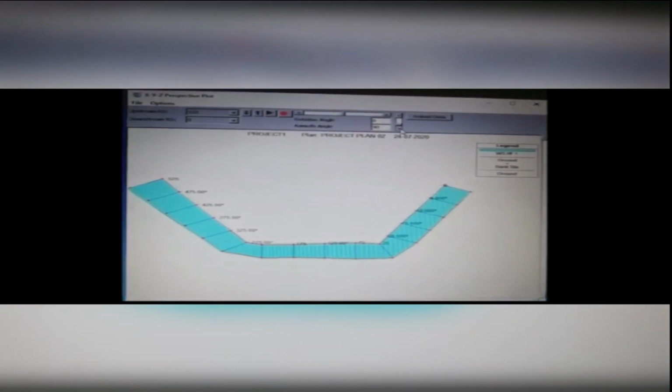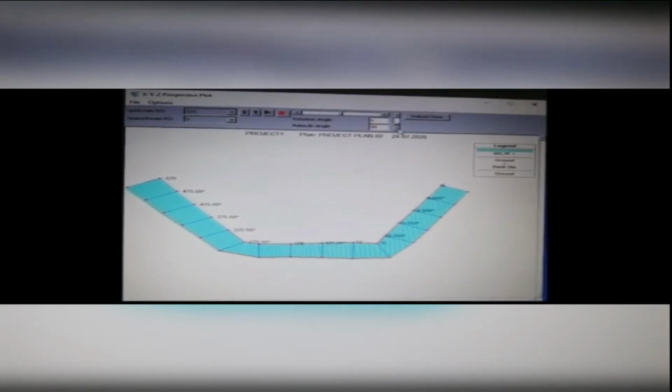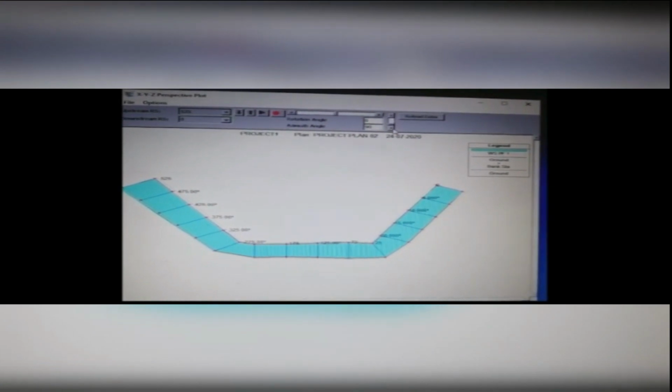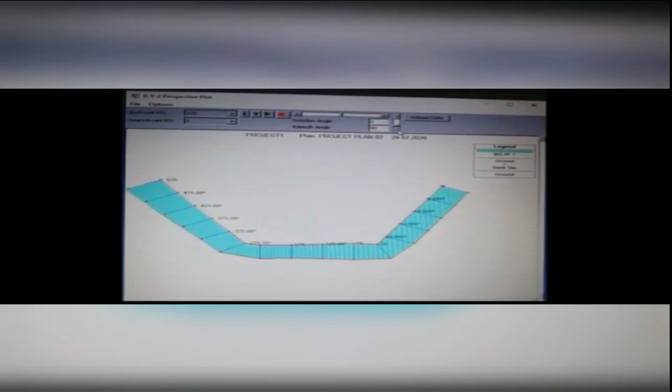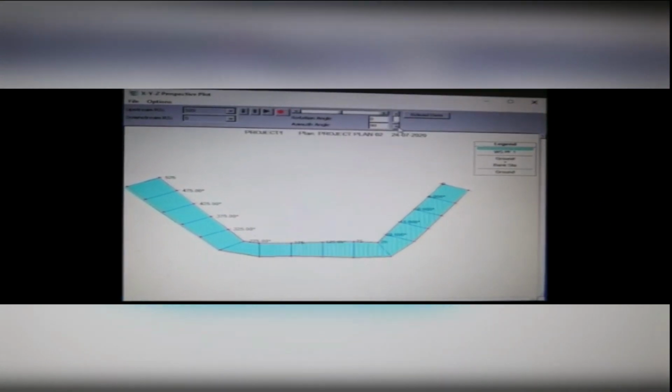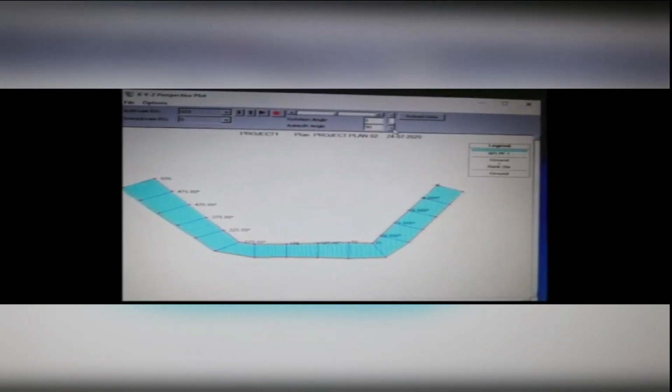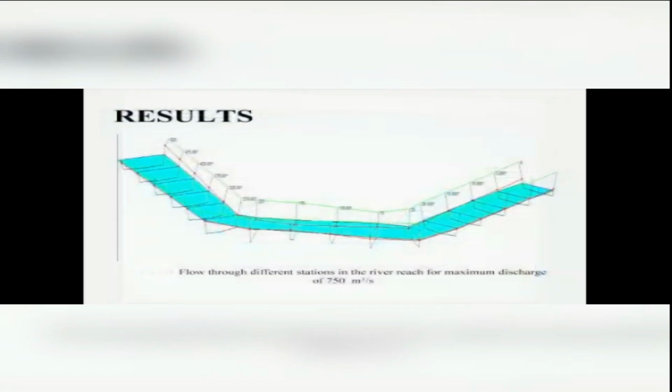After performing the hydraulic computations using the discharges that we have found out using ANN, that is the artificial neural network, we have obtained this video showing the flow of water through different stations at a maximum discharge of 750 meter cube per second. We have also found out that the river stations 125 and 175 were the river stations that were most vulnerable to floods.